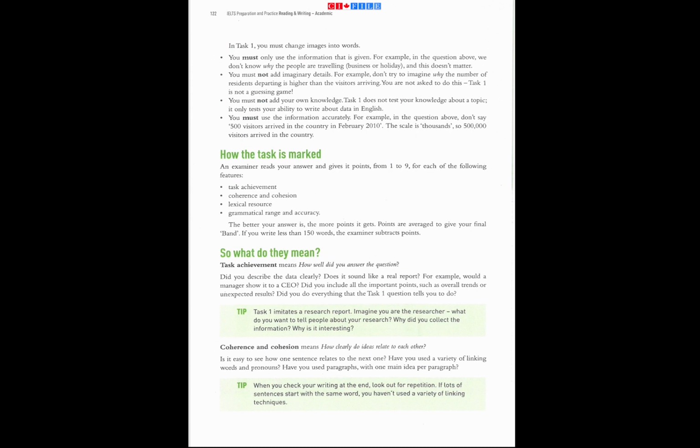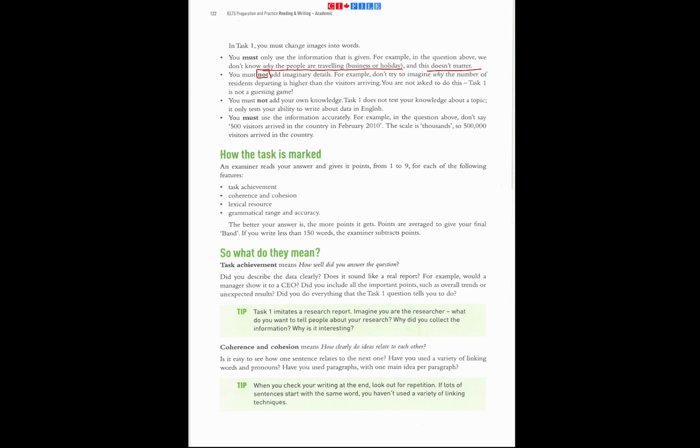In Task 1, you must change images into words. You must only use the information that is given. For example, in the question above, we don't know why the people are traveling, business or holiday, and this doesn't matter.